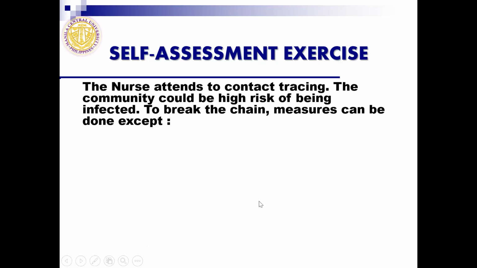Next, out of how many again? We are now 40. So we are missing the 3 students ha. Where are you going? The nurse attends to a contact tracing. The community could be high risk of being infected. To break the chain, measures can be done except. So I may need 28 students out of 41, to at least achieve the maximum participation if I will be calling those who did not raise the hand or those who have raised the hand.